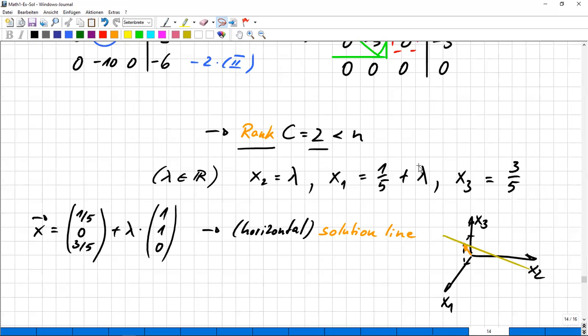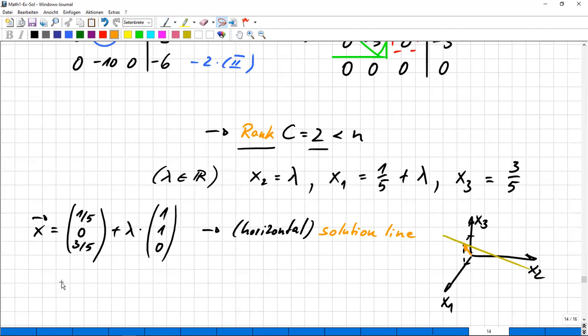So here the factor of lambda is 1 times lambda. Here, 1 times lambda. Here, no times lambda. So my vector is 1, 1, 0. If you read out this vectorial equation, line by line, row by row, you will find x1 equals 1/5 plus lambda, x2 equals lambda, and x3 equals 3/5. And that's what we got. So now this is the standard form. I can put it here.